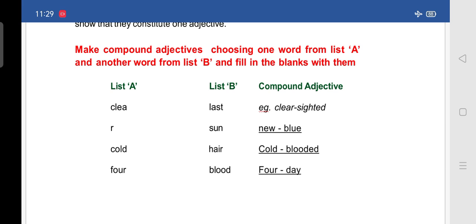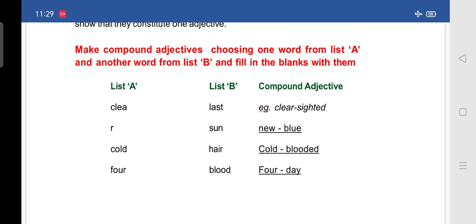So for example, here they have given clear, sight. So like that we have to find the remaining. I have already done it, so you write them neatly in your text. Second one will be new blue. And the third is cold blooded.